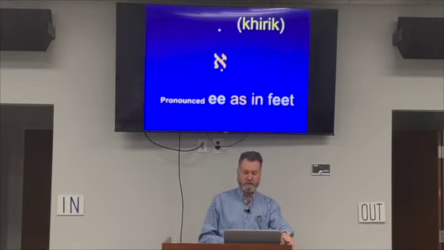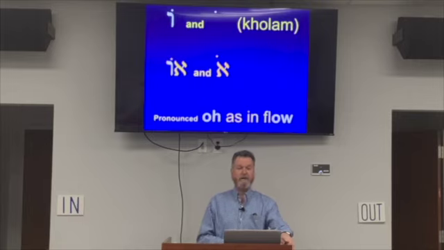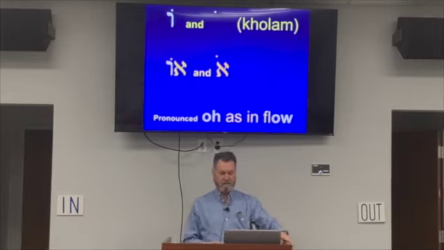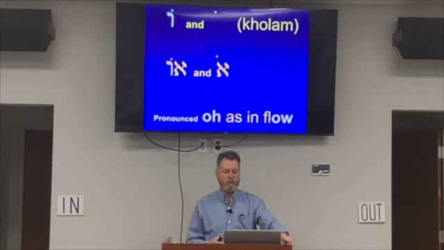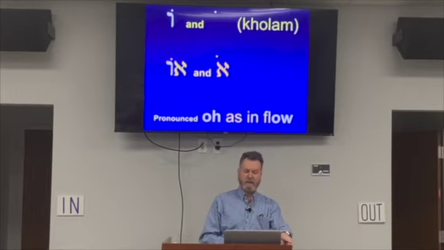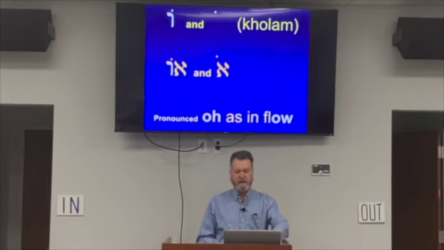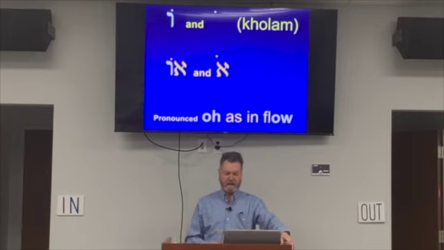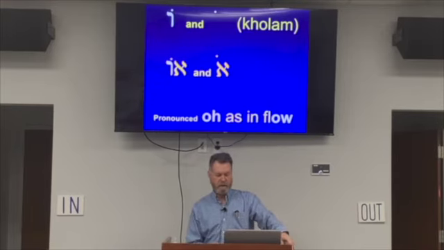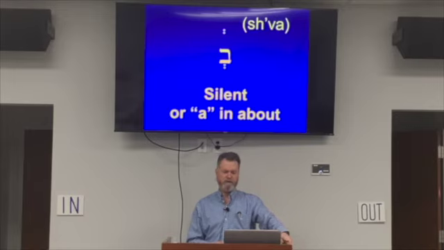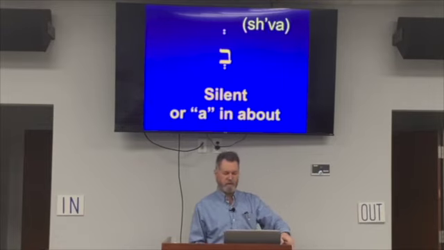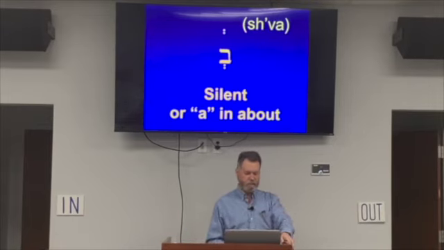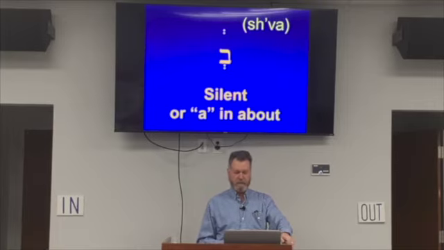E, we pronounce it like the 2 E's in feet. Pizza. Pizza, there you go, thank you. Pizza has the I sounding like a, okay, we'll have to get that up there. And then we have the cholam, which is a dot over the consonant, or a dot over a letter that we haven't learned yet, which is the vav, to the left of the consonant. And it gives us the O sound, as in flow. We've also learned the shavah, which is either silent when it's at the end of a syllable, or if it's at the beginning of the syllable, it's pronounced like the A in about.